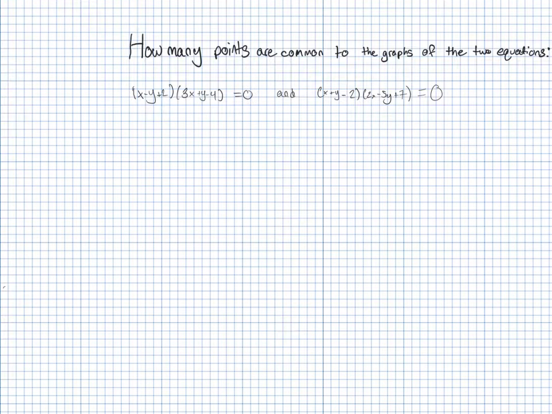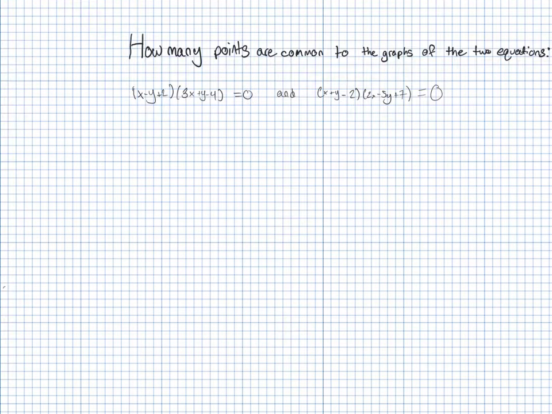How many points are common to the graphs of the two equations? (x - y + 2)(3x + y - 4) = 0, and (x + y - 2)(2x - 5y + 7) = 0.